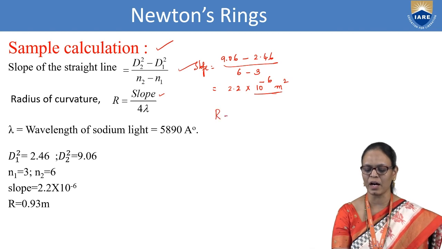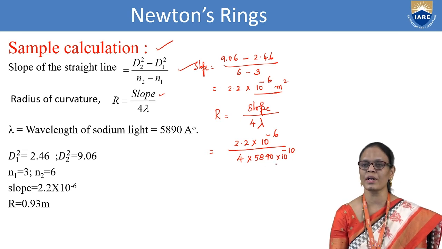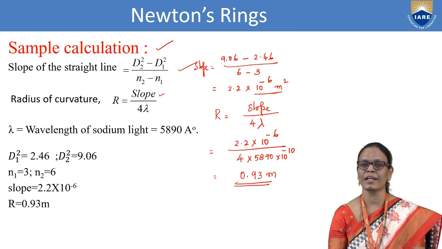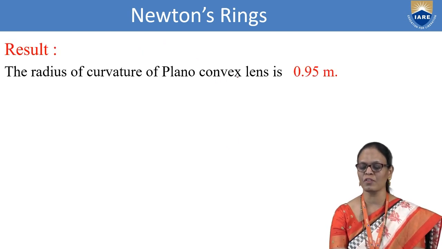Now when we have to calculate the r value, r is equal to slope upon 4 lambda. So what is the slope we got? 2.2 into 10 power minus 6 upon 4 into lambda, which is 5890 angstrom. We will also write it in meters because we have written this in meter square. So 4 into 5890 into 10 power minus 10, that gives us around 0.93 meters. So this gives us the radius of curvature of the given plano-convex lens. Now we will project the result. The radius of curvature of the plano-convex lens is 0.95 meter.